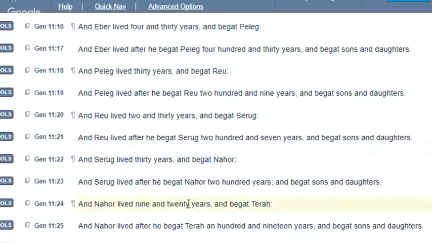And Nahor lived 9 and 20 years and begot Terah. And Nahor lived after he begot Terah 119 years and begot sons and daughters. And Terah lived 70 years and begot Abram, Nahor, and Haran. So this is where that whole line came through to get right here to Abram, because this was the man that the Most High was going to choose out of all the people on the planet back then. This man was the only one that was privy to the Most High's plans. He even called Abram his friend.